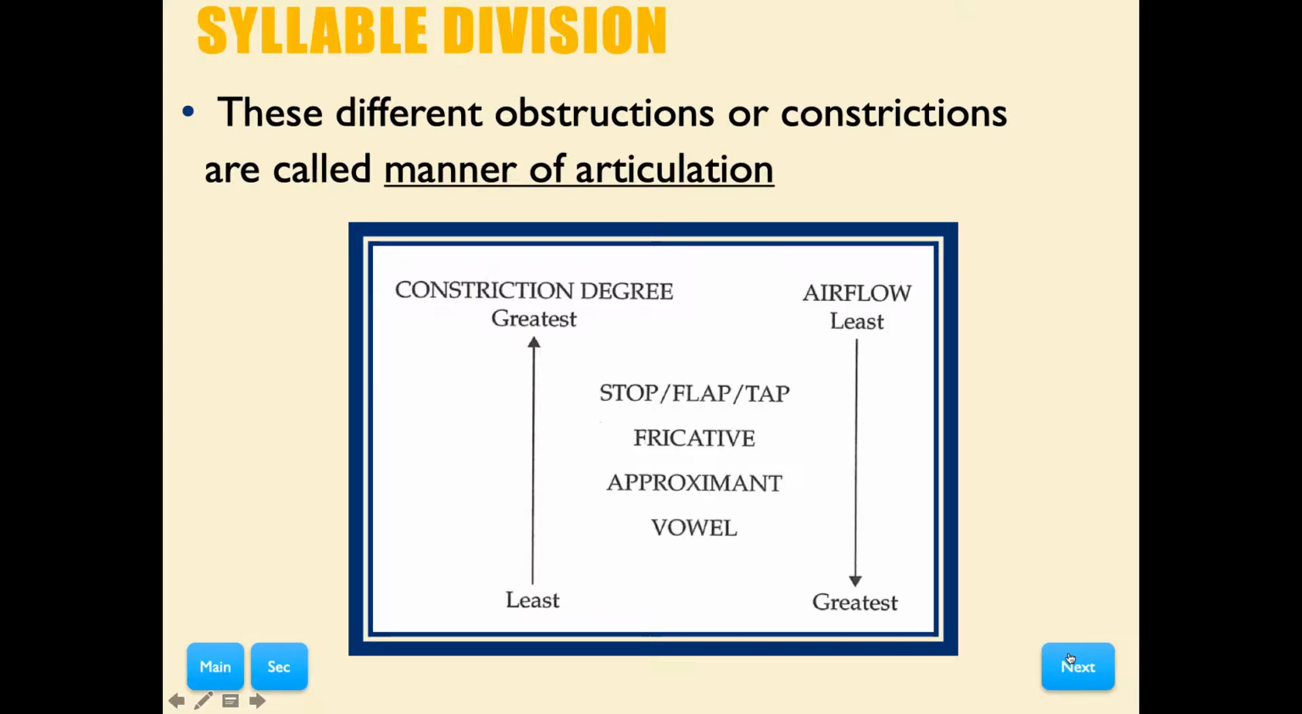As you can see in this figure, the greatest constriction is made when you say a stop or a plosive, when you articulate a fricative, an approximant, and a vowel. The greatest constriction is a stop, and the least constriction is a vowel. The airflow is obstructed when you say a stop, a little bit less obstructed when you say a fricative, less obstructed when you say an approximant, and there is basically very little obstruction when you say a vowel. These are called manner of articulation.